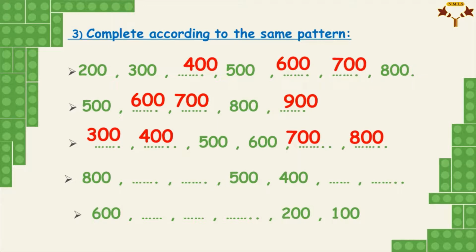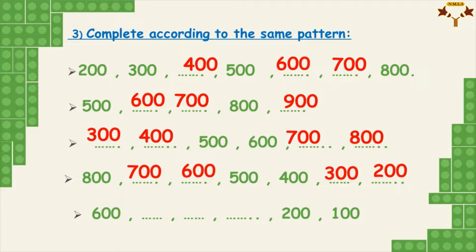The other example, I start from 800, and I see here I have 500 and 400. So here I will count backward. The number before 800 is 700, 600, 500, 400, 300, and before 300, 200.